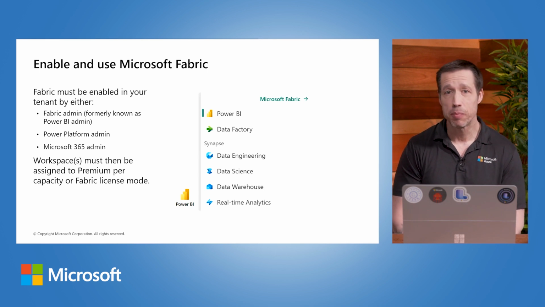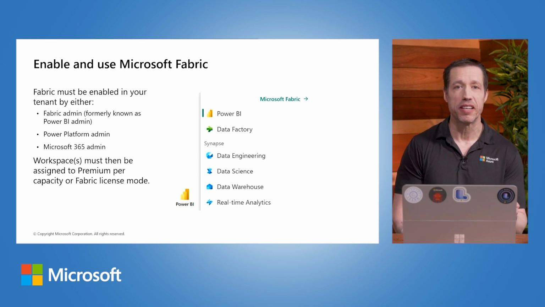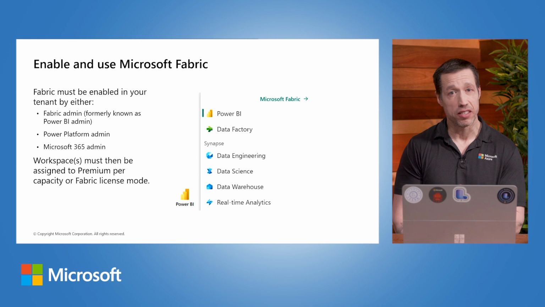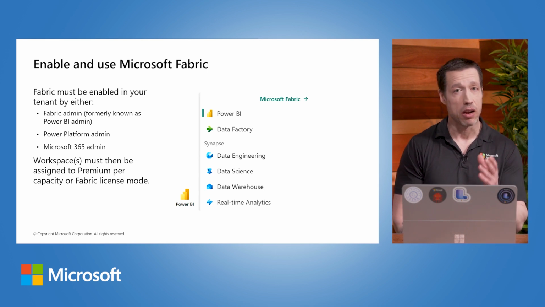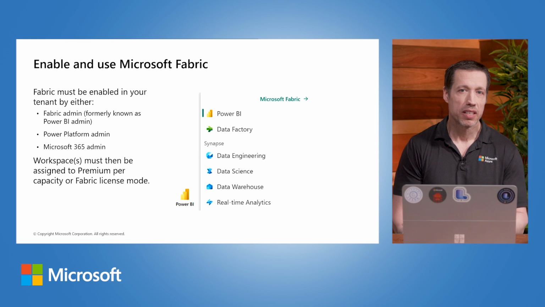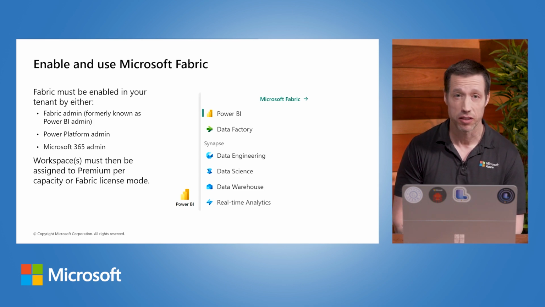Once Fabric is enabled, you need to assign workspaces to either premium per capacity or Fabric license mode. Workspaces are the containers where you store and manage your Fabric items, and OneLake is accessed via Fabric workspaces, so it's pretty important. To access Fabric, you can use the Fabric portal, which is a web-based interface that allows you to navigate between different Fabric experiences.